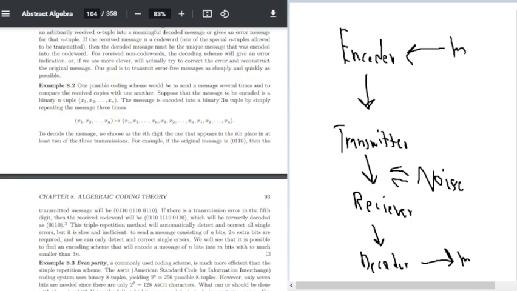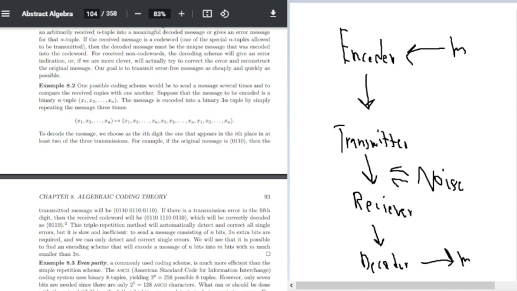Example 8.2. One possible coding scheme would be to send a message several times and to compare the received copies with one another. Suppose that the message to be encoded is a binary n-tuple, x1, x2, all the way up to xn, which means that x1 is equal to possibly 1 or 0 or 1, x2 is equal to 0, 1, all the way up to xn is equal to 0, 1. The message is encoded into a binary 3n-tuple by simply repeating the message 3 times. So x1, x2 all the way to xn goes to x1, x2 up to xn, x1, x2 up to xn, and x1, x2 up to xn. To decode the message, we choose as the ith digit the one that appears in the ith place in at least two of the three transmissions.